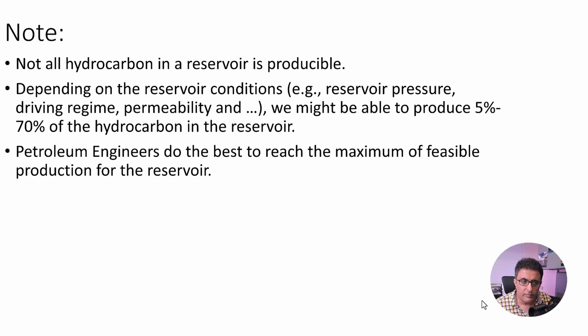Okay, so this is what I mentioned in the previous slide, in summary. Note, not all hydrocarbon in a reservoir is producible. Depending on the reservoir condition, reservoir pressure, driving regime, permeability, and so on, we may be able to produce from 5% to 70% of hydrocarbon in the reservoir. And what the reservoir engineers do is that they plan the best strategies to reach the optimum production from a reservoir.